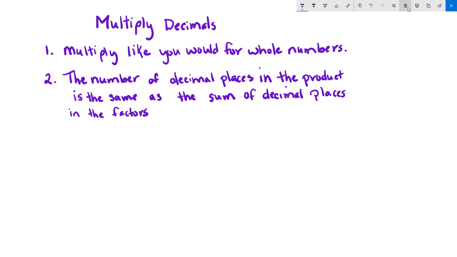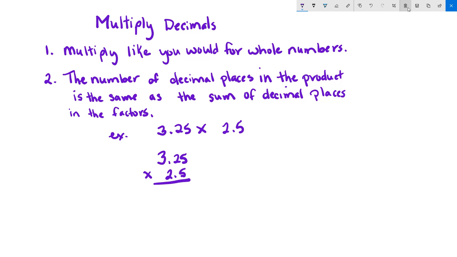Okay, so this would be an example. If we have 3.25 times 2.5, we're going to ignore the decimal point and set the problem up as if the decimal point's not there. So I'm going to line up by the last digit in both factors. Okay, and then when we multiply, we're just going to multiply as usual.